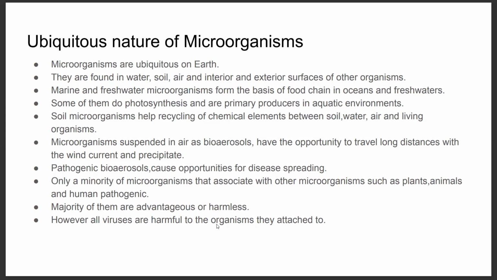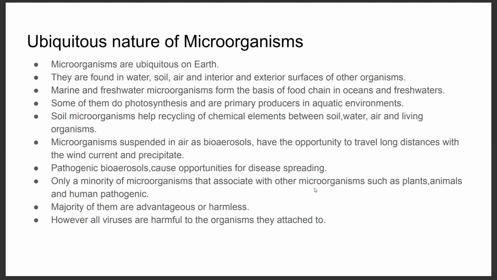Right. So now let's go through those points again. Ubiquitous nature of microorganisms. Ubiquitous means widespread, found everywhere on Earth. Water, soil, air, interior and exterior surfaces of other organisms. Now, marine and freshwater microorganisms form the basis of the food chain. Some of them, these words, some, minority, majority, are very important in biology. Very important. Some of them do photosynthesis and are primary producers in aquatic environments.